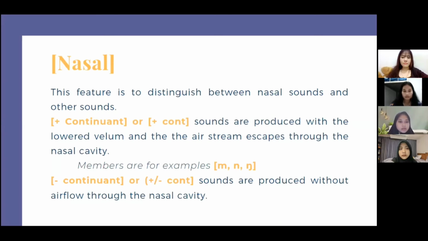Next, the second one is nasal. This feature is to distinguish between nasal sounds and other sounds. Plus nasal sounds are produced with lower volume and the airstream escapes through the nasal cavity. Members are, for example, mah, nah, and nah. Minus nasal sounds are produced without airflow through the nasal cavity.